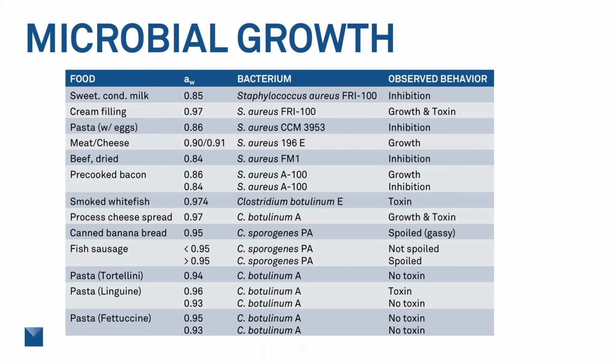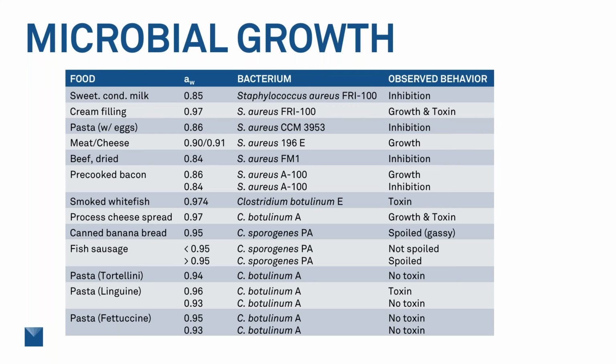So in the 1950s, W. Scott did some experiments on this idea of water activity in different bacterium. What he did is he took different types of food and inoculated them with different bacteria. And here's a list of the bacterium that he put in there, specific strains, and then he observed what happened. Did it grow? Did it not?